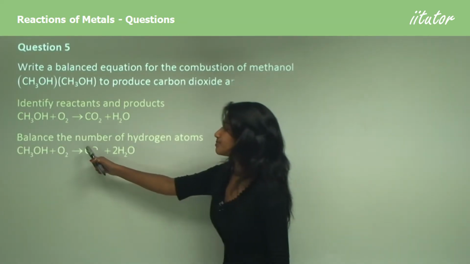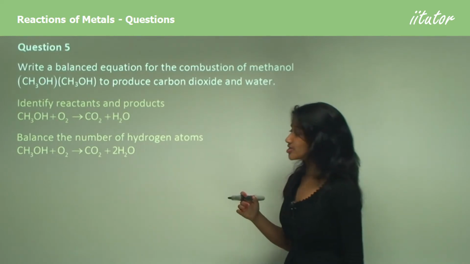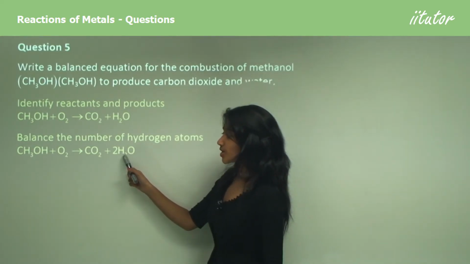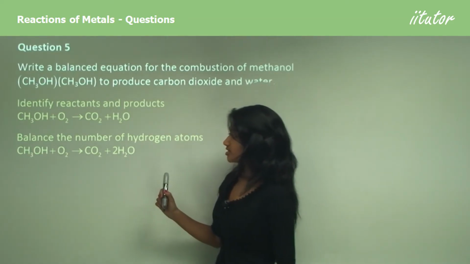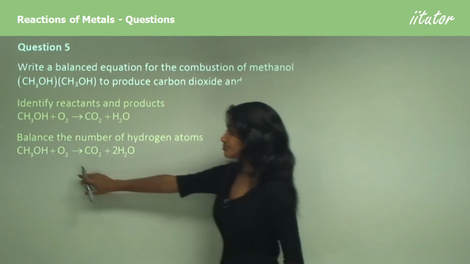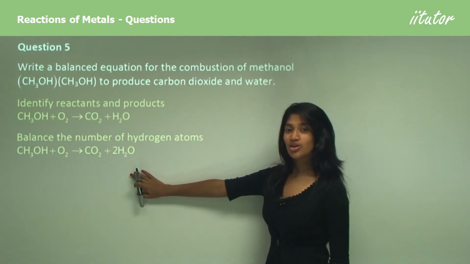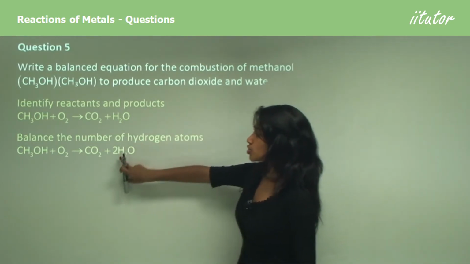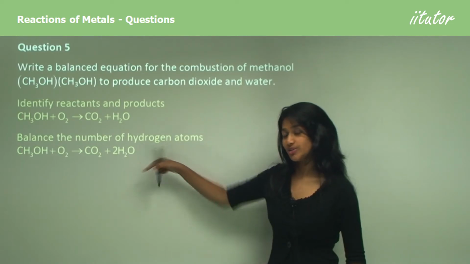So you would first balance the number of hydrogens on each side. You would always start with your hydrogens. So you have 4 hydrogens on this side, and you would have 4 hydrogens on this side. So that's all balanced. 1 carbon, 1 carbon. The oxygens, there are 3 here and 3 here. So this is a balanced equation. So you would have to add a 2 in front of the H2O in order to balance your equation.